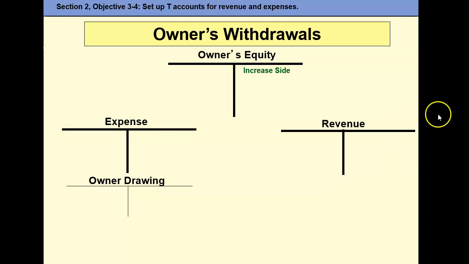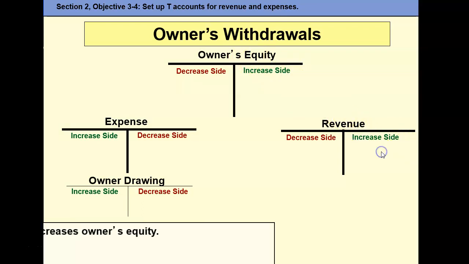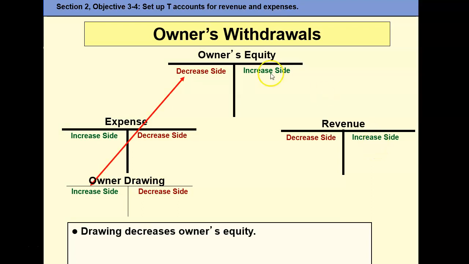Owner's withdrawal. I want you to think about the impact that these accounts have on owner's equity. Remember that revenue will increase equity. Therefore, the revenue account will increase on the credit side because an increase in revenue will increase your owner's equity. But expenses and withdrawals both decrease owner's equity. So expenses and drawing increase on the debit side because an increase in either of these accounts will decrease your total owner's equity.